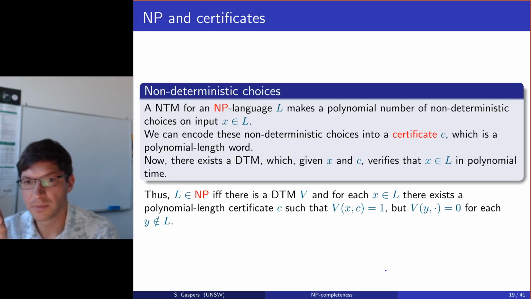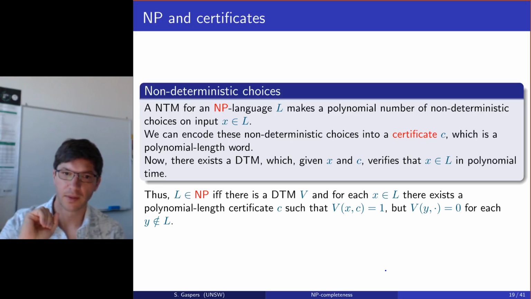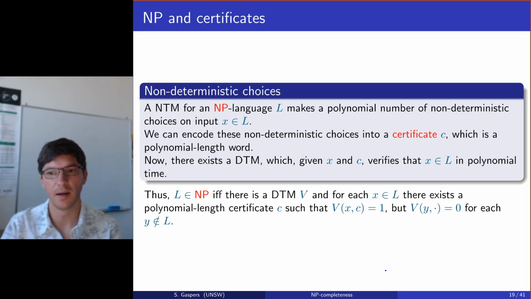Okay. So L is in NP if and only if there's a deterministic Turing machine V, and for each input word x in L there exists a polynomial length certificate c, such that if we hand x and c to V, then it returns 1. But if we hand some word y that's not in the language L to V, together with any other certificate, then it will return 0 for each y that's not in L. So the verifier V returns 1 for a word in L with the right certificate, but returns 0 for each word that it shouldn't accept.